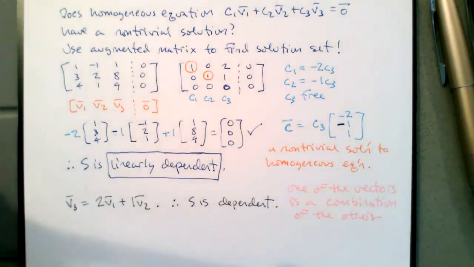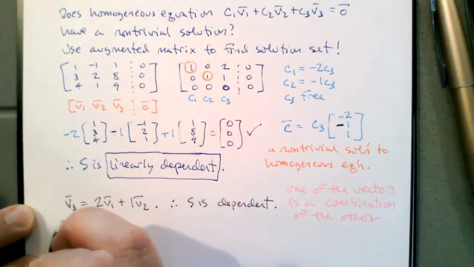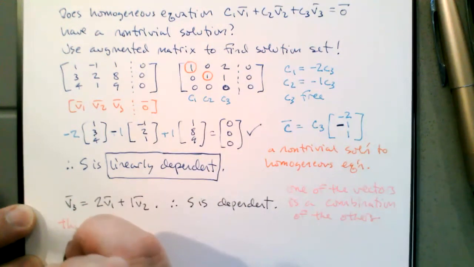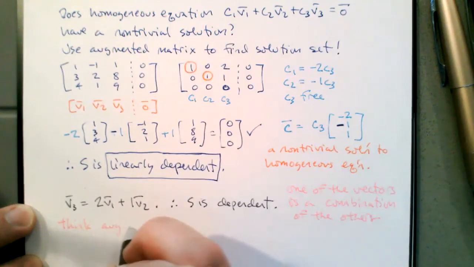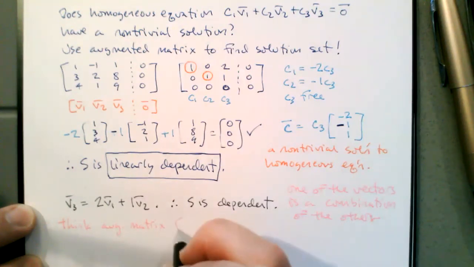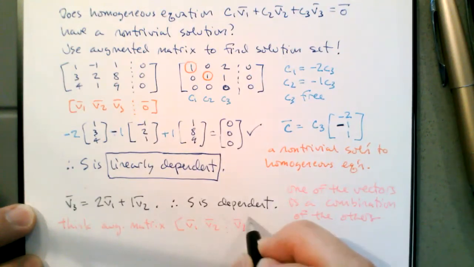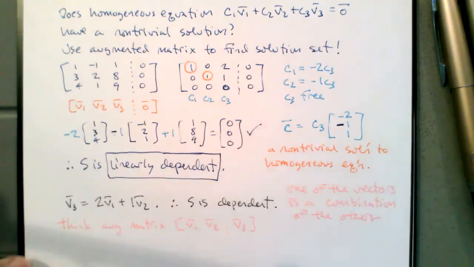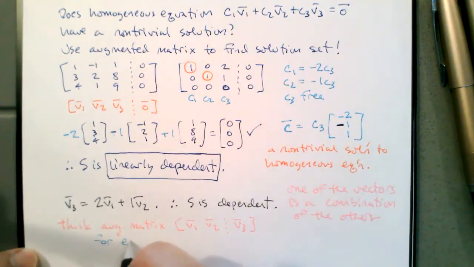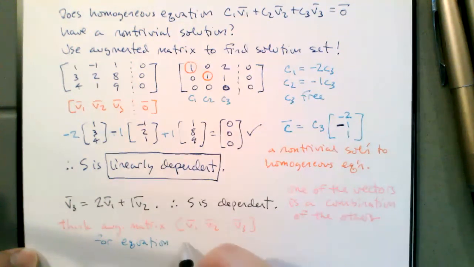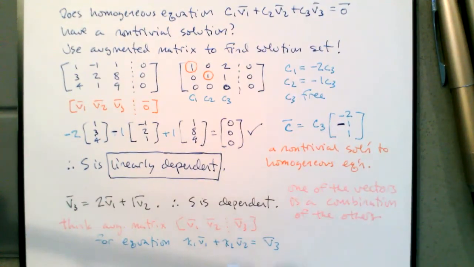So think of the augmented matrix where we put V1, V2, and V3, which would be the augmented matrix for the equation x1 v1 plus x2 v2 equals v3. Is v3 some combination of v1 and v2? The augmented matrix will tell us that.